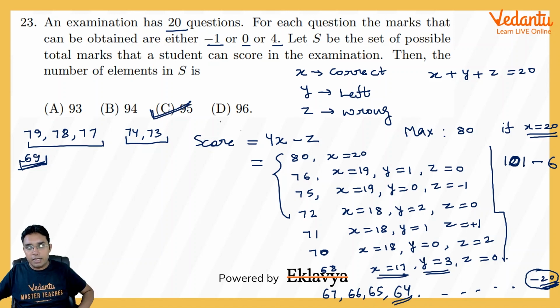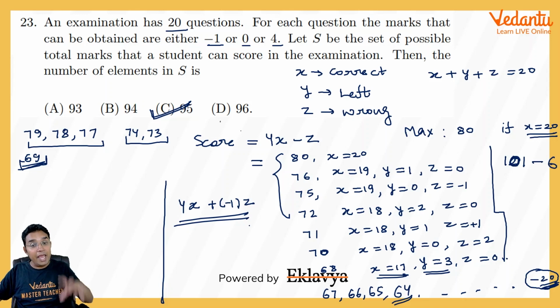I will tell you one logic here. If you have done number system, let me tell you, because 4 and 1 are co-prime numbers, you can make any number with the linear combination of 4x and z, where x and z are integers. But the problem here was, because there was a constraint on z, that x plus y plus z has to be 20, and if x was 20, it will be 80, and after x becoming 19, my z can take only two values, either 0 or 1.